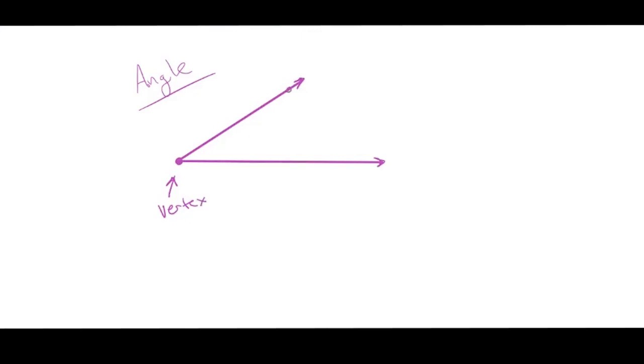Okay, so here we have ray AB and ray AC, and they form the angle. We use the angle symbol. Angle BAC. We can also call it angle CAB.